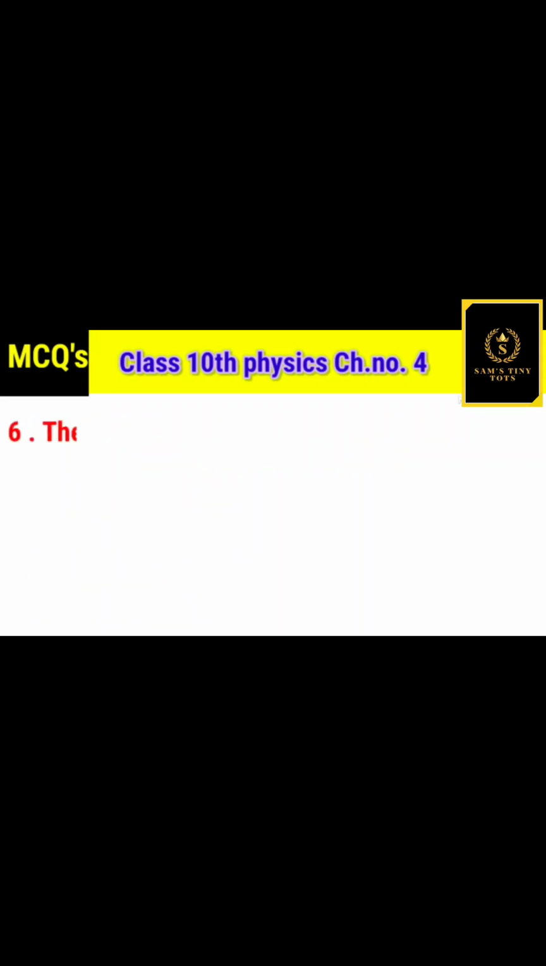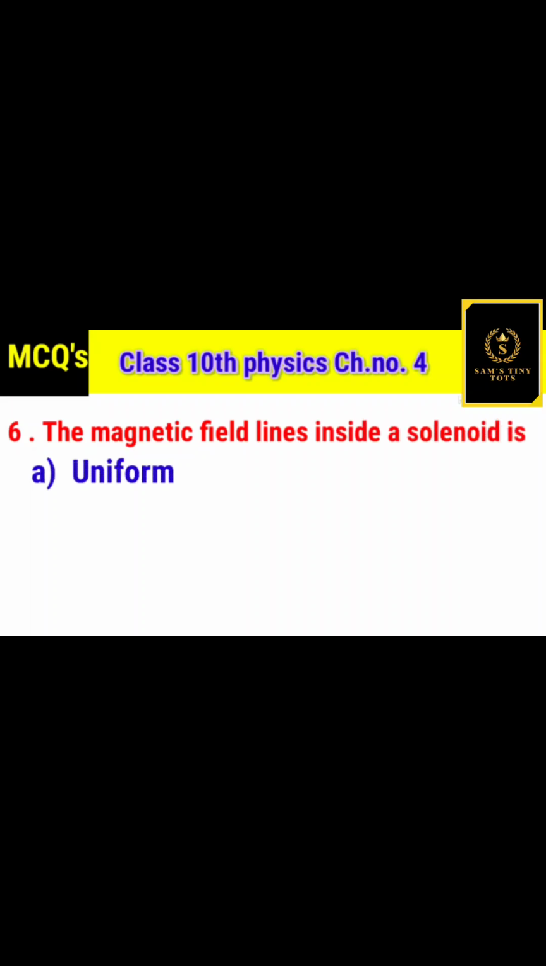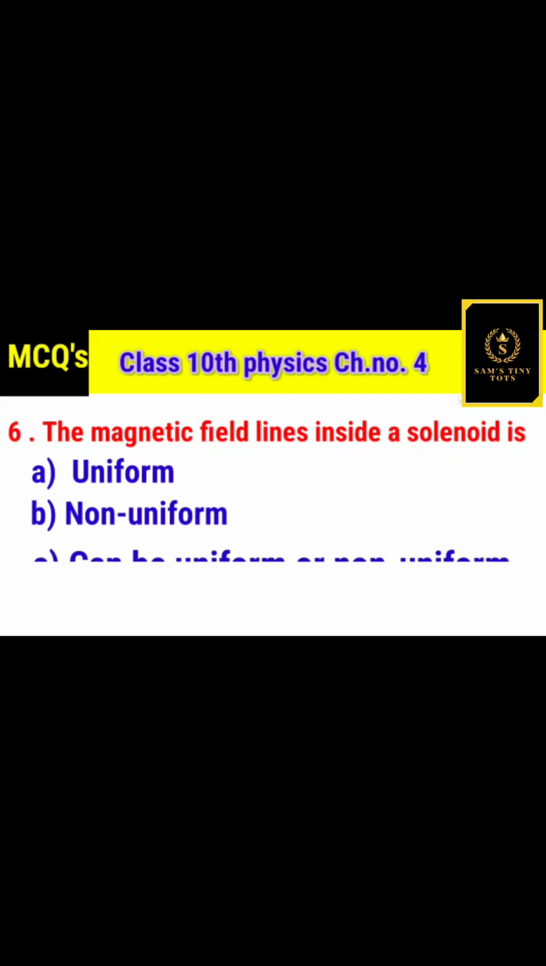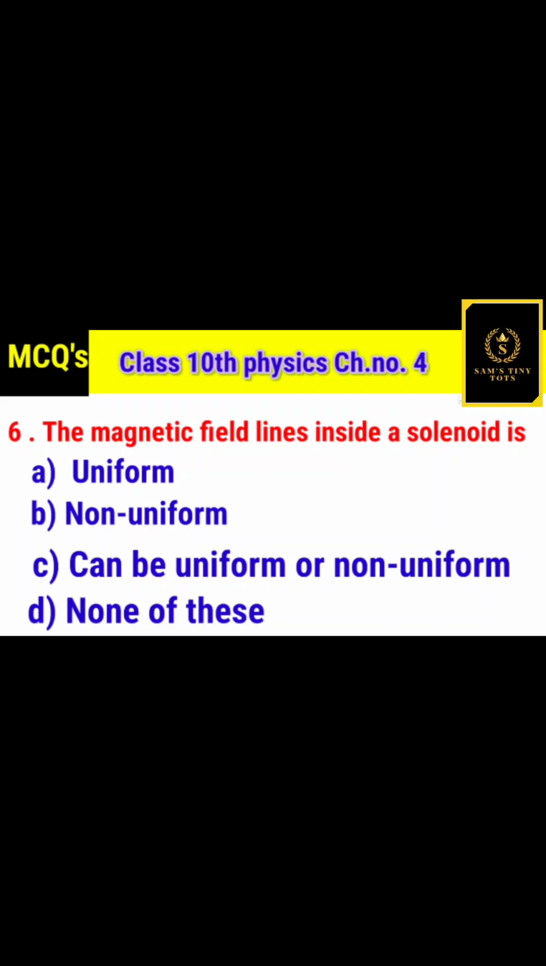6. The magnetic field lines inside a solenoid is option A uniform, option B non-uniform, option C can be uniform or non-uniform, option D none of these. And the correct option is uniform.